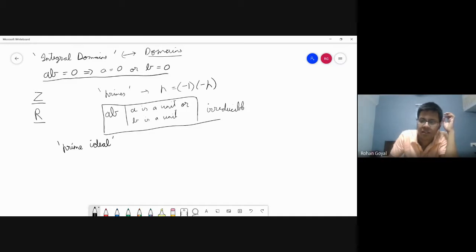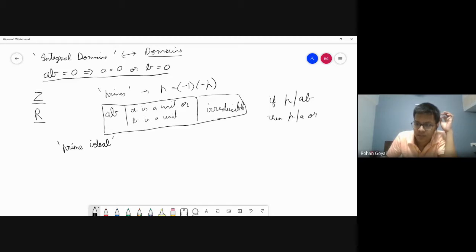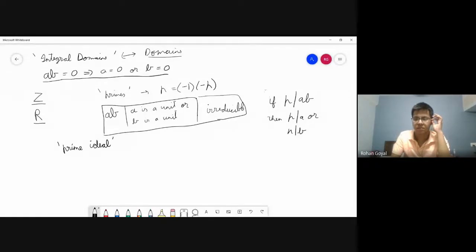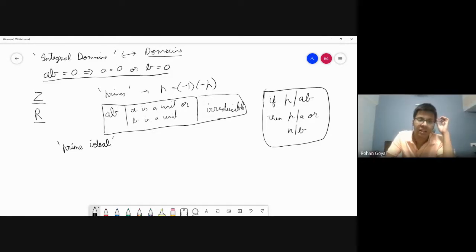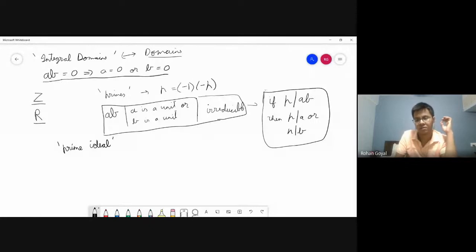Okay, what Pranjal said is correct. If P divides AB, then P divides A or P divides B. Such things are called primes. That irreducible definition also works now for prime. What's wrong with that? It's fine, in Z it makes sense, right? But in general, these two things are not equivalent to each other.